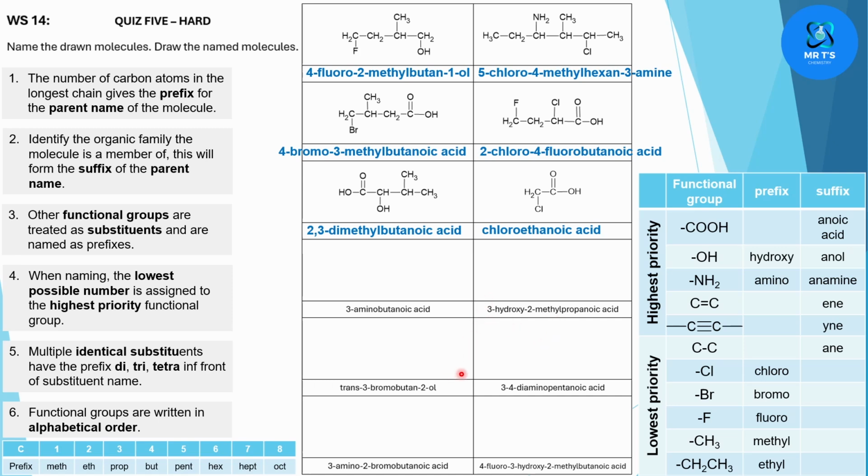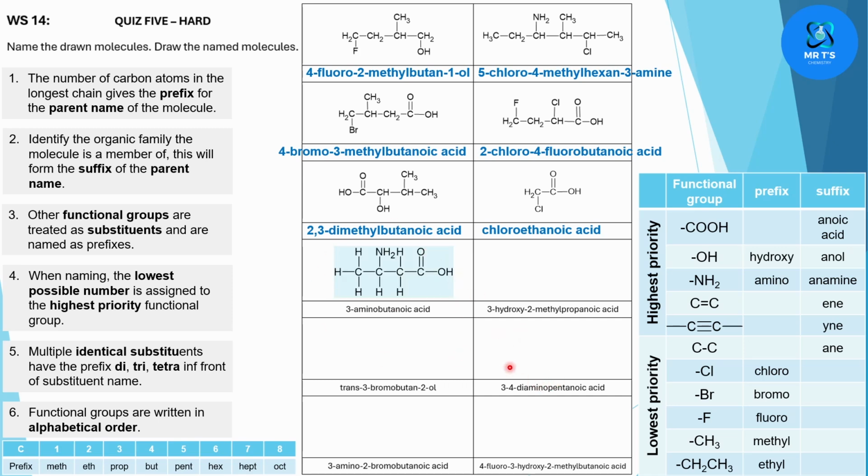Okay, so the next thing we need to do is draw these molecules. So we've got 3-aminobutanoic acid. Butanoic acid, remember, is 4 carbons. We're going to draw 4 carbons in a row with a carboxylic acid functional group on the end, a double bond to O, and also a single bond to an OH group. And then as we number along the carbons, that amine group is going to come off the 3rd one, and it's going to look like this.